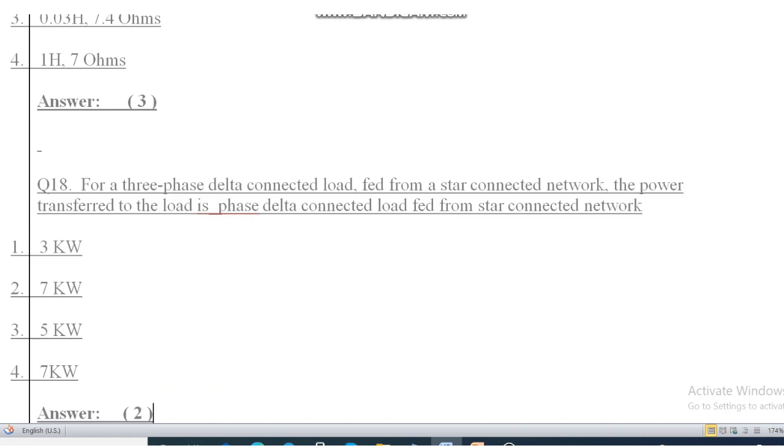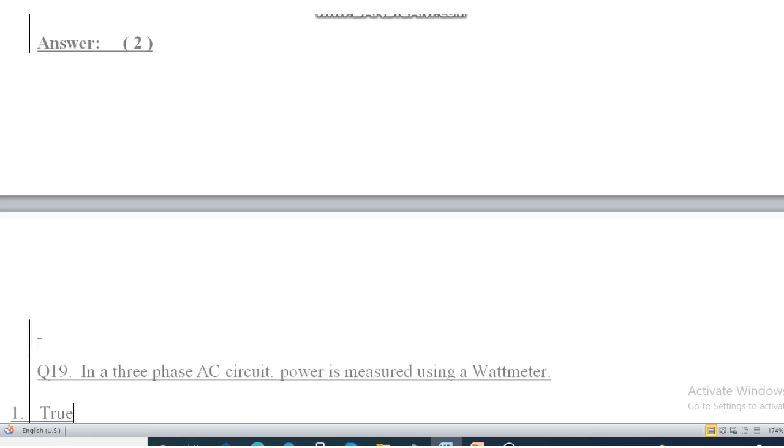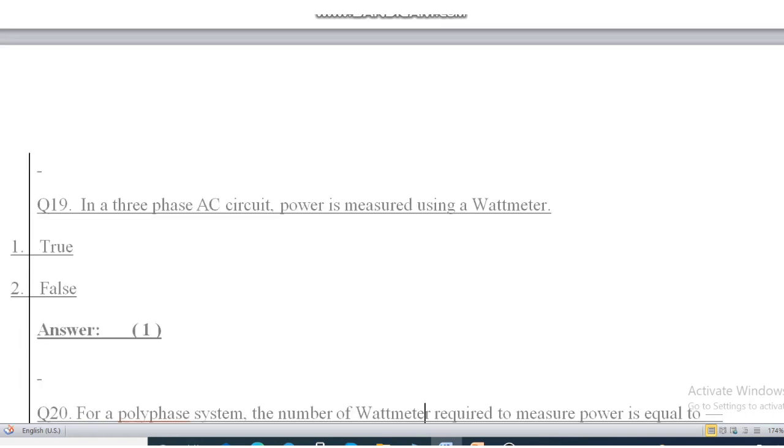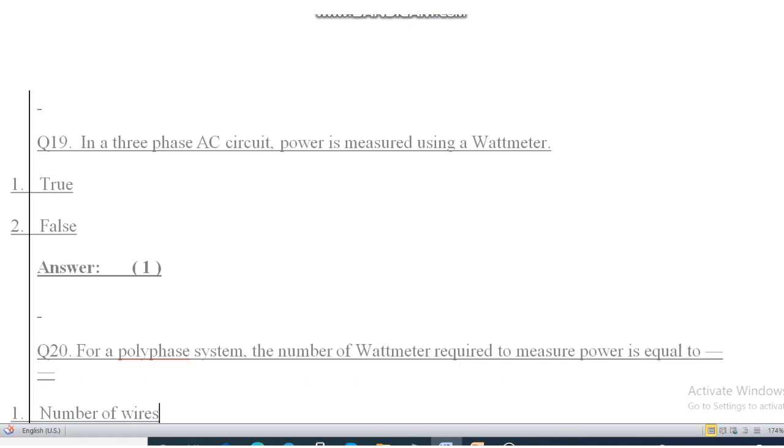For a three-phase delta-connected load fed from a star-connected network, the power transferred to the load is 5 kW. In a three-phase AC circuit, power is measured using a wattmeter. Whether the statement is true or false, it is true.